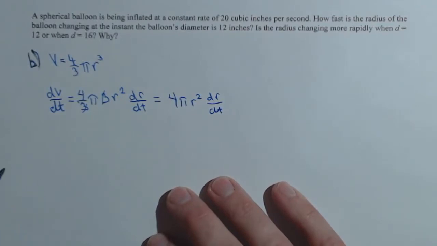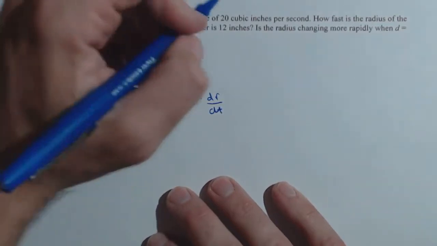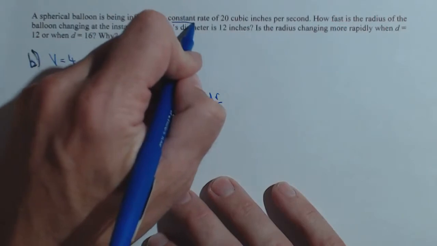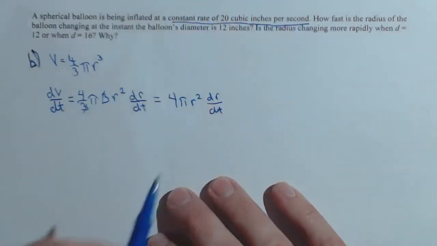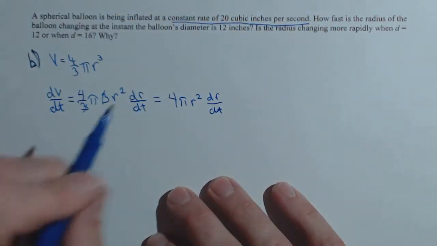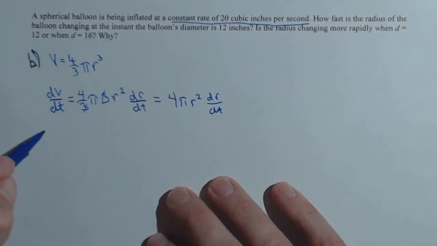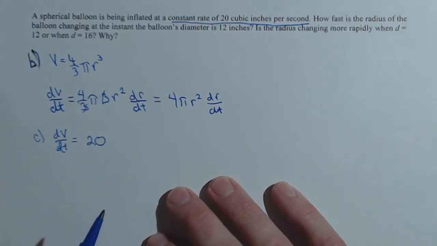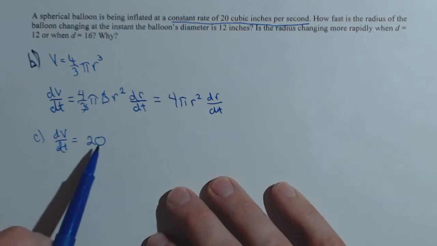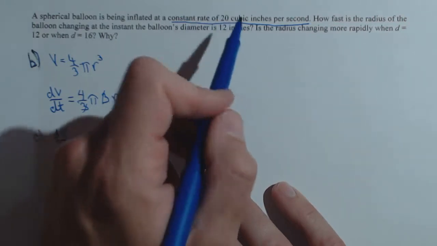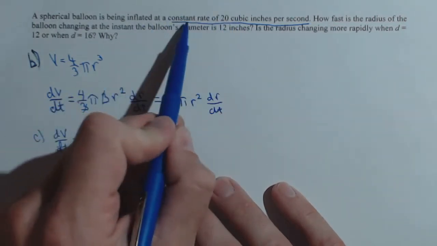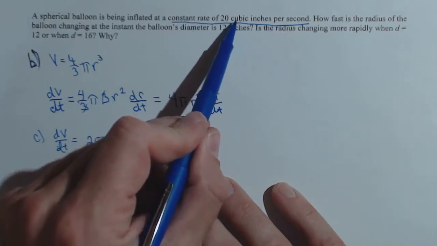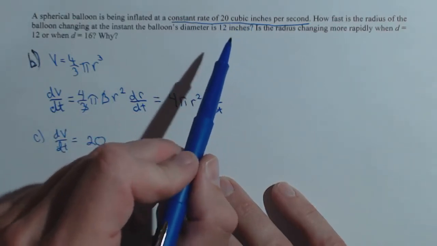Now, what they're giving us is the fact that it's being inflated at a constant rate of 20 cubic inches per second. Well, that is the rate that the volume is changing. So for part C, we know that our dV/dt in this situation is 20, and it's in cubic inches per second. So a couple ways we know it. It's being inflated, so this is a change in volume. Also look at the units, cubic inches.